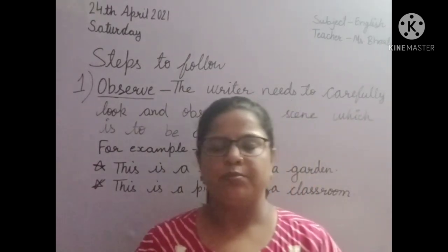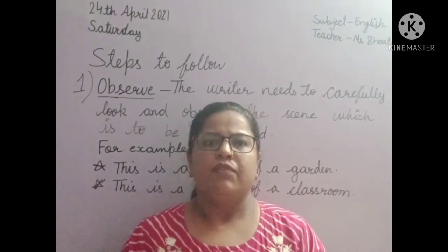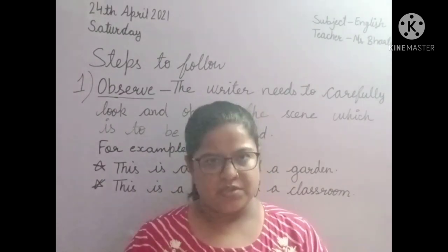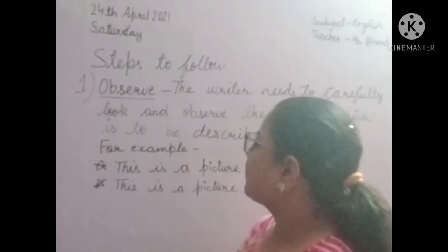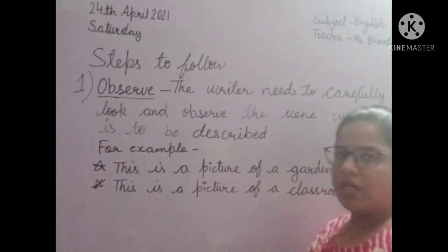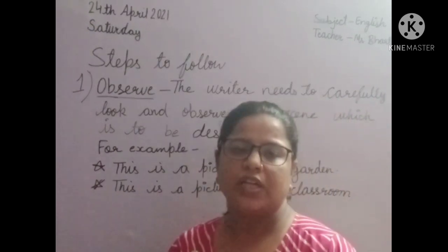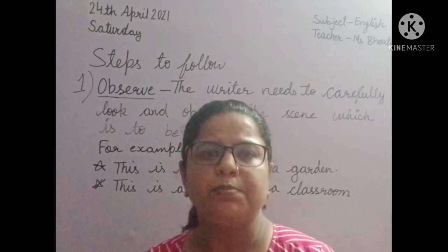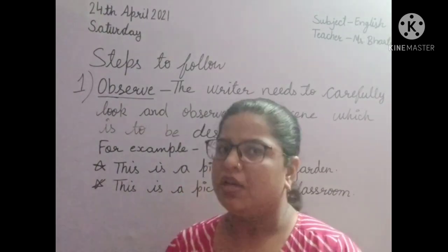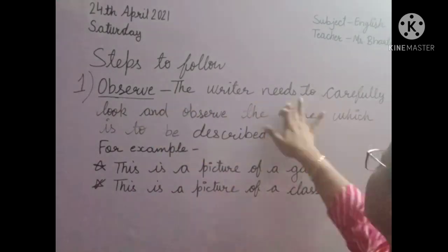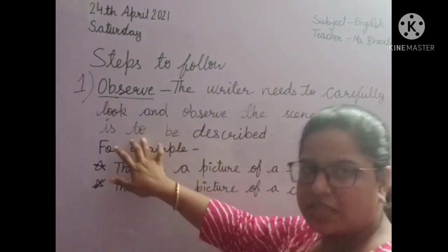There are certain points which we need to keep in our mind while writing a picture composition. Our first step is observe. The writer of the paragraph needs to carefully observe the picture before writing anything about the picture. Here, the writer needs to carefully look and observe the scene which is to be described.